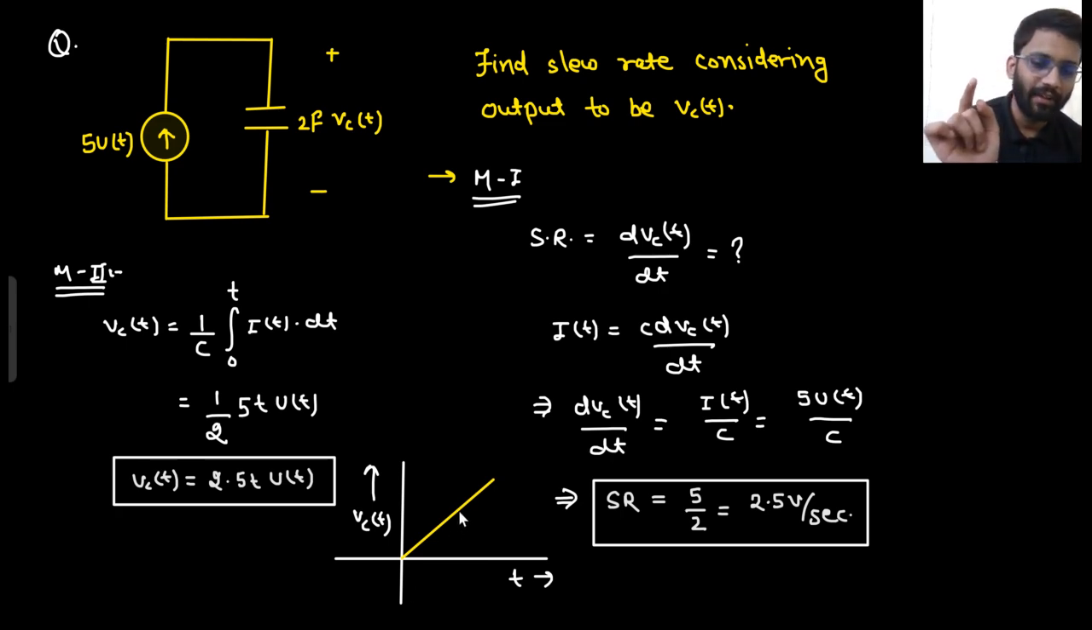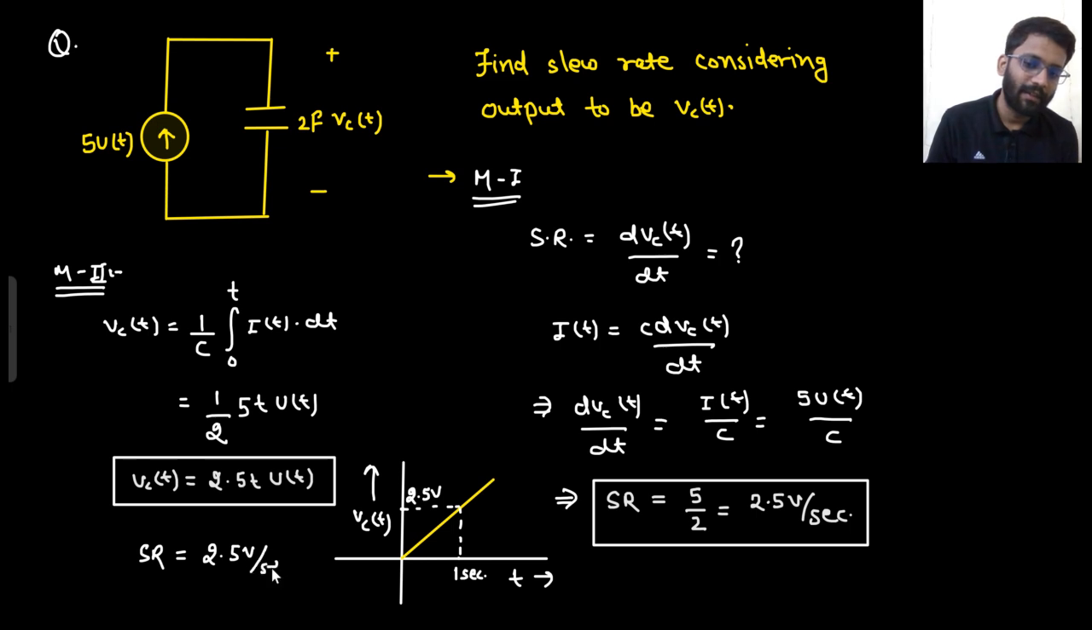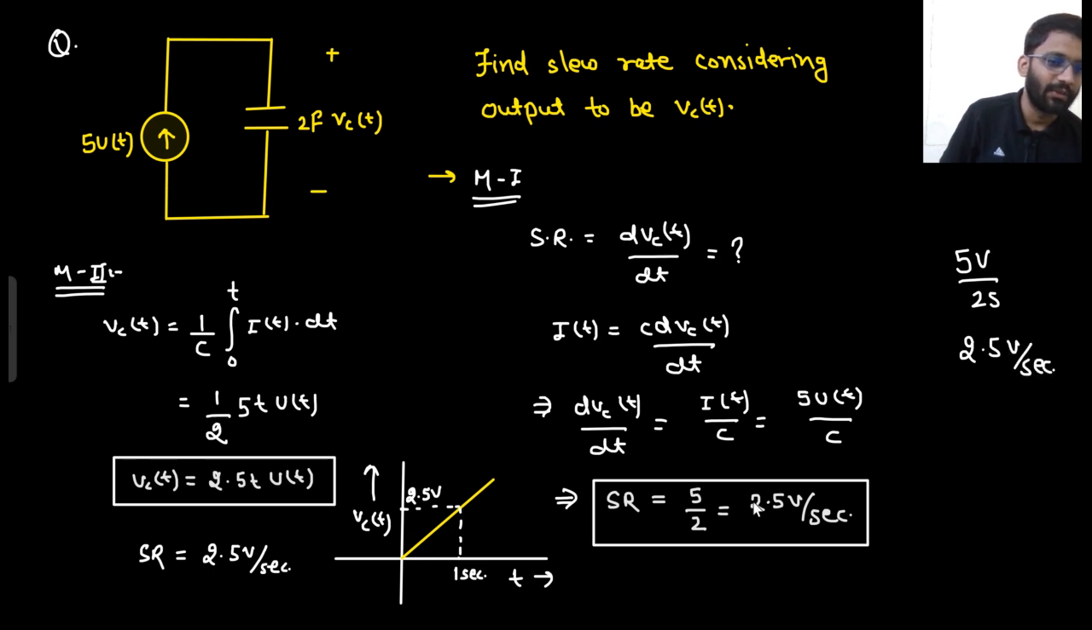This is how the VCT waveform will go. So in 1 second, how much voltage will you get? 2.5 volt. In 1 second you will get 2.5 volt, right? So what will be the slew rate? 2.5 volt per second. In 2 seconds, how much voltage will you get? 5 volt. So the slew rate will be 5 volt by 2 seconds. What I mean to say is that you are getting 5 volt in 2 seconds, so it would be 2.5 volt per second. So your slew rate is 2.5 volt per second. In 1 second you gain 2.5 volt. That's it. This is the actual math, the actual way of understanding it.